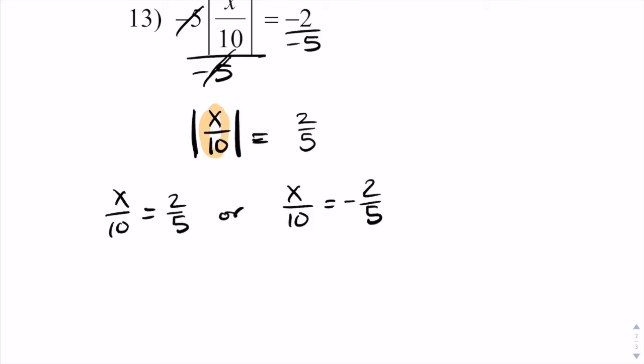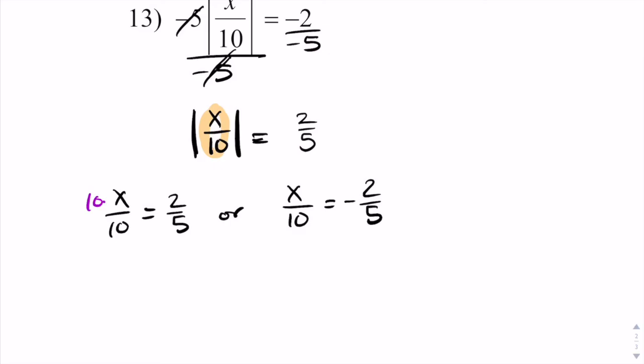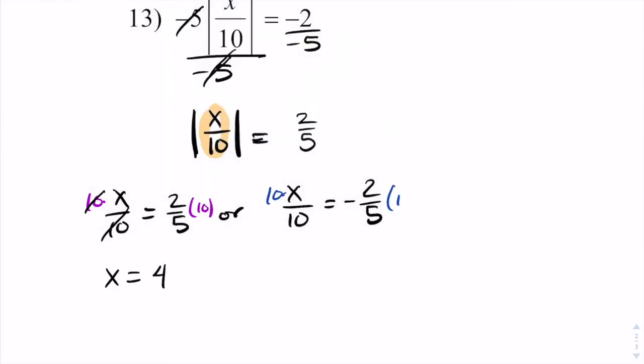The way this gets solved by inverse operation is that we multiply by 10. So these operations cancel each other out, and x is going to equal 4. 2 over 5 times 10 is equal to 4. And I do the exact same thing here. I multiply by 10, these two operations cancel each other out, and x is going to equal negative 4. So here are your two solutions.